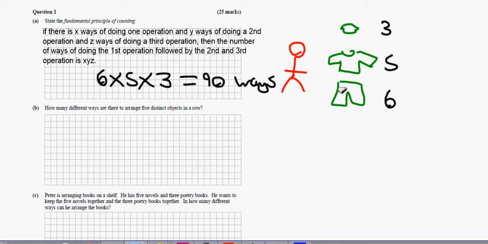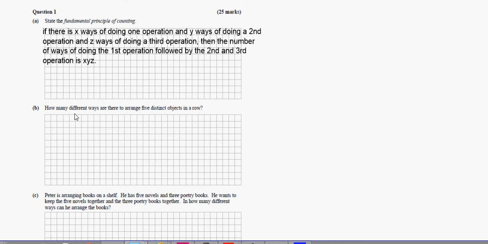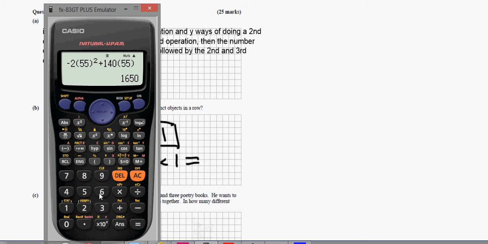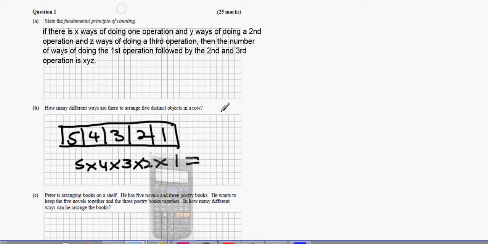An operation happens to be just your choice or an outcome. Now, next one. How many different ways are there to arrange 5 distinct objects in a row? Distinct objects means they're completely different. So what we do here is we set up our 5 boxes. We have 5 different objects, which means I can select 5 objects for the first box. Once I've chosen an object, I have 4 left, then 3 left, 2 left, and 1 left. Now I use the fundamental principle of counting to multiply these out. And there's a special button for this. When you're going 5, 4, 3, 2, 1 all the way down, there's a button called factorial. You'll see it above the x to the power minus 1 sign, and that'll do it for you. So that'll give you 120.